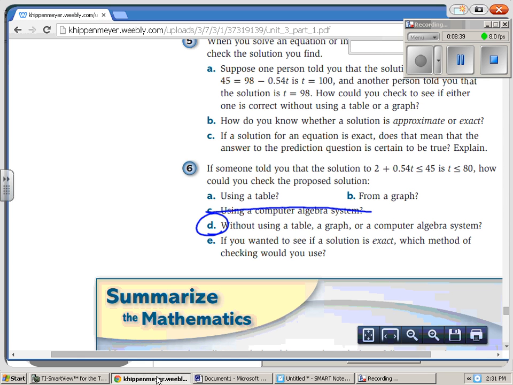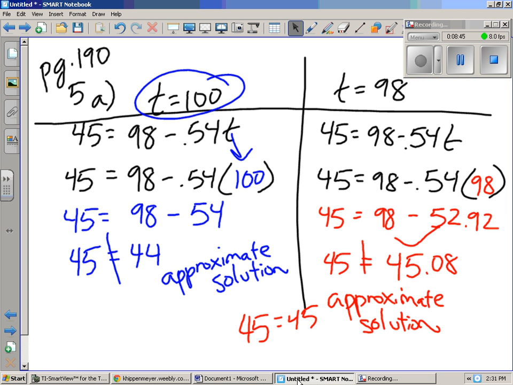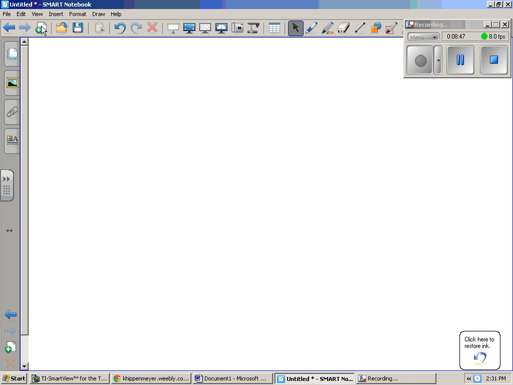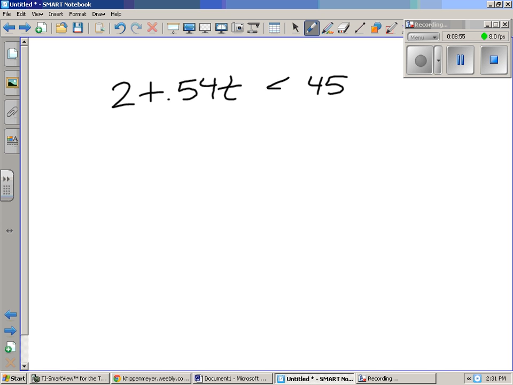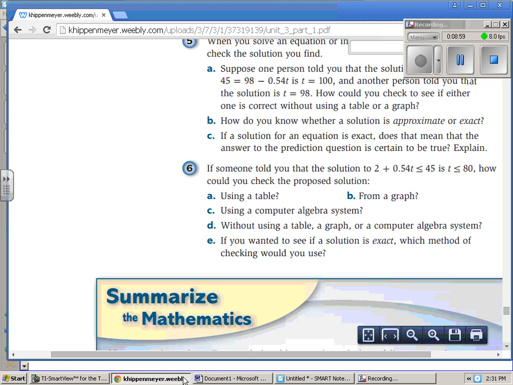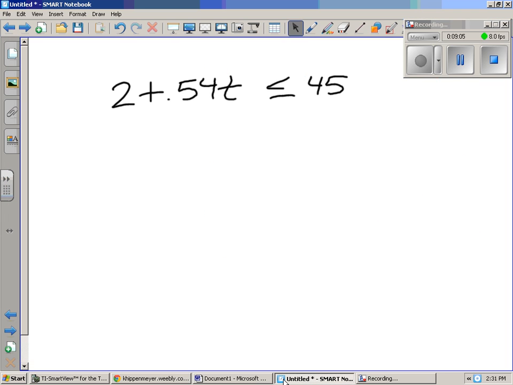So what I'm going to do is pull up the Smart Notebook, and we're going to write our equation. 2 plus 0.54t needs to be, I think it was less than or equal to 45. Let me check back. Less than or equal to 45, good. And the solution was t is less than or equal to 80.